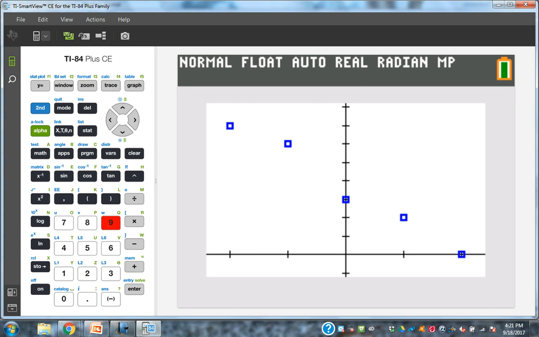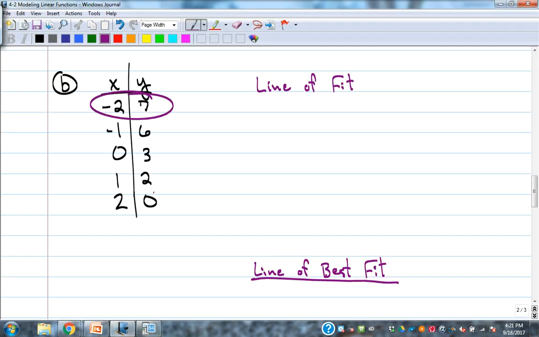Now, let's pick a couple of ordered pairs that we think would get us a good line. I'm thinking this one and that one, the first and the last, gets the closest to all of them. So let's use that to do the one by hand. Let's use -2, 7 and 2, 0 to find the line of fit. Just the one by hand.